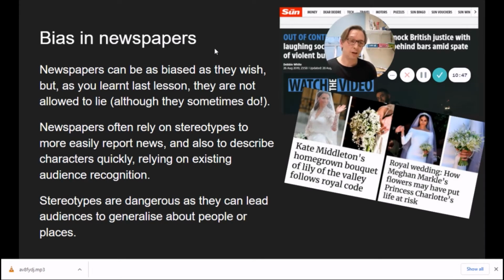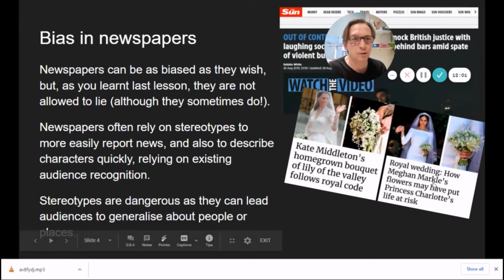There's two contrasting stories here from the same newspaper, I believe the Daily Mail. The first one is about Kate Middleton. She's got this homegrown bouquet of lily of the valley. It's following the royal code. So this is very much an approving story about Kate Middleton. Now we've got a contrasting story about Meghan Markle and how they may have put Princess Charlotte's life at risk. The same event, but just reported in a very, very different way.